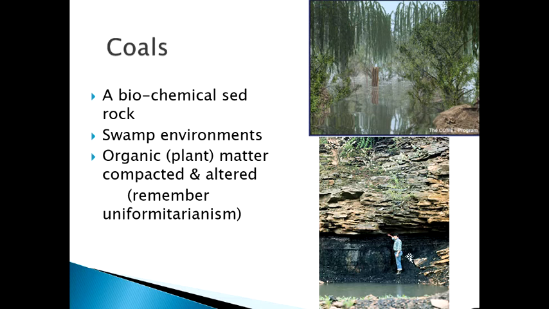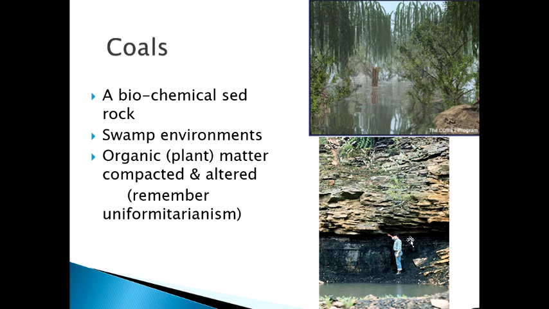The lower right picture is a man standing in a stream bed in a coal seam. You see the black rock that's as high as his body is a coal seam, and then it has brown regular rocks above it. That coal formed over millions of years from an ancient swampy wetland environment.